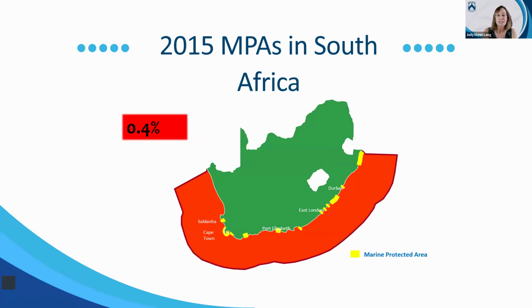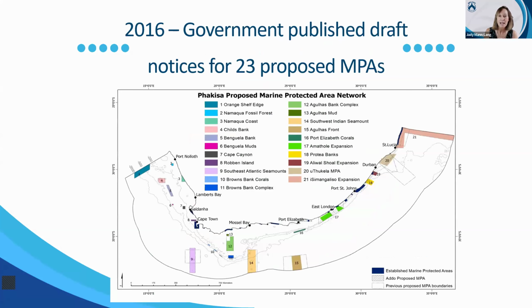Our story started in 2015, and in 2015, our marine protected area estate in South Africa, that means the marine protected areas we had in South Africa, amounted to only 0.4% of our exclusive economic zone, and most of them were coastal. We had no offshore MPAs. Our scientists had been working really, really hard, understanding exactly what was in our EEZ and where we needed protection so that we could protect a representative range of ecosystems in our EEZ.